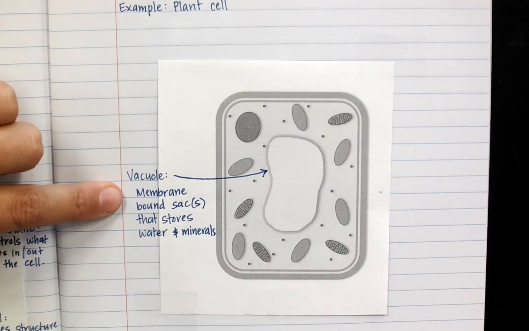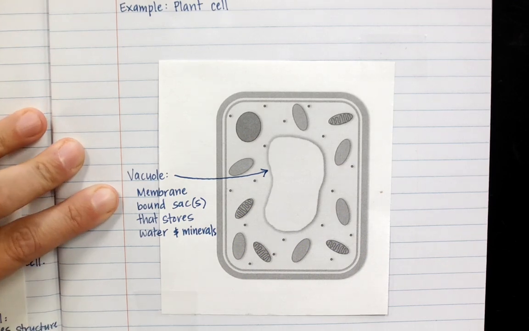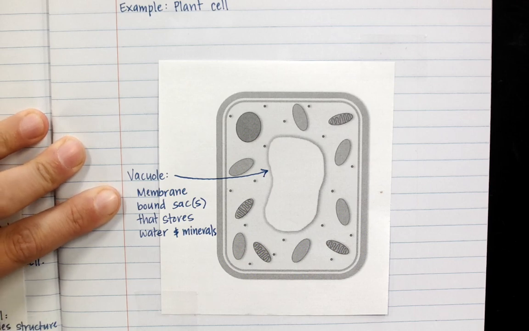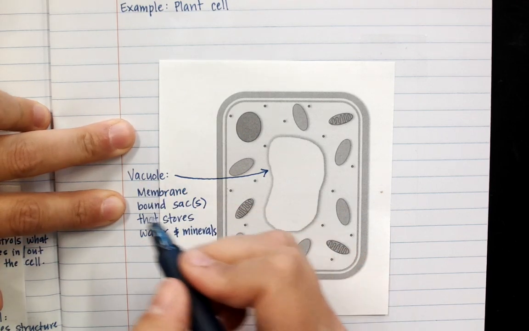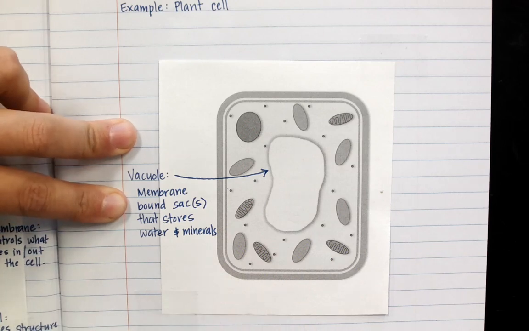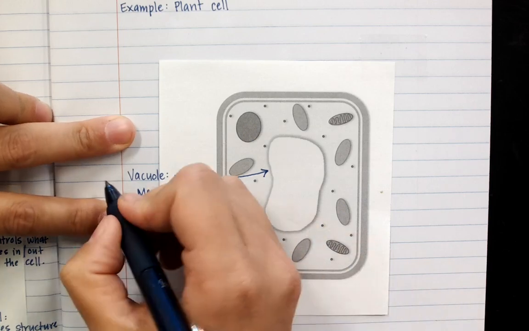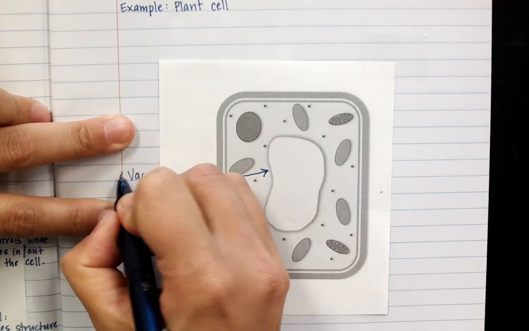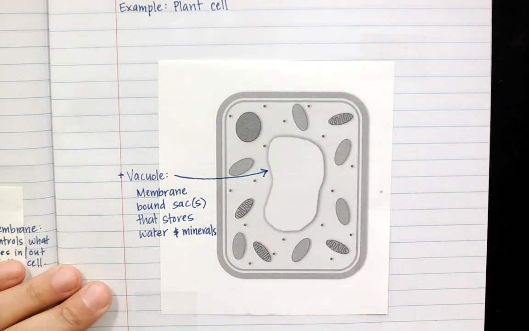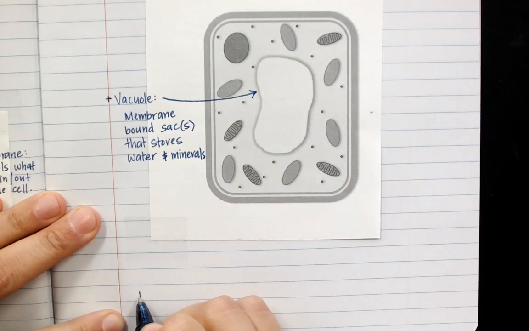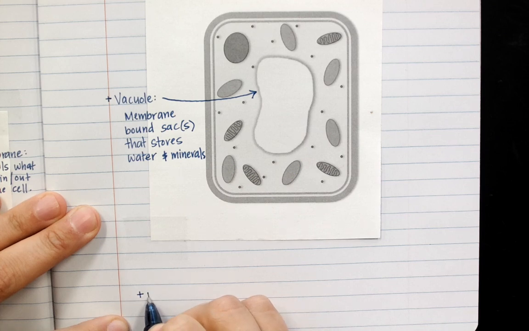Now, vacuoles are a membrane-bound organelle, so it's one of those things that's going to distinguish between a prokaryote and a eukaryote. And so last time I used a star for all of the things that all cells have. Now I'm just going to put a plus mark, and that plus mark is going to let me know that that thing is a membrane-bound organelle.